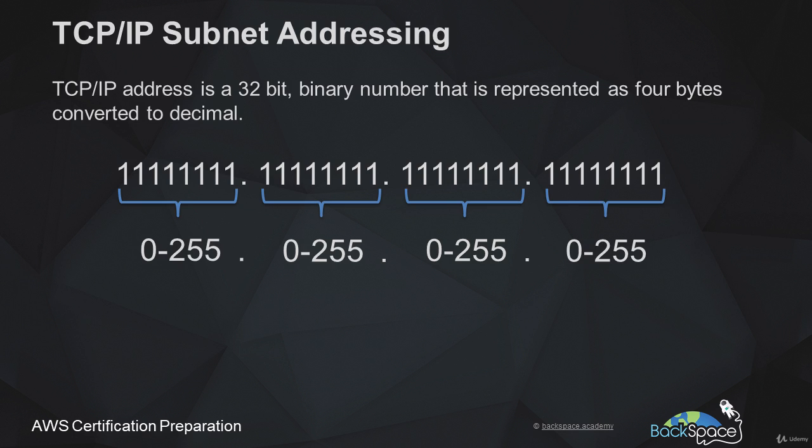So before we move on and start talking more about VPC, I just want to make sure that you understand TCP/IP subnet addressing. If you're an experienced administrator, this will be old hat to you, but a lot of your developers may or may not understand this. So a TCP/IP address is a 32-bit binary number that is represented as 4 bytes that are converted to decimal, and I think most of us know that. We can see the 4 bytes there that make up a 32-bit binary number, and the numbers normally range from 0 to 255.